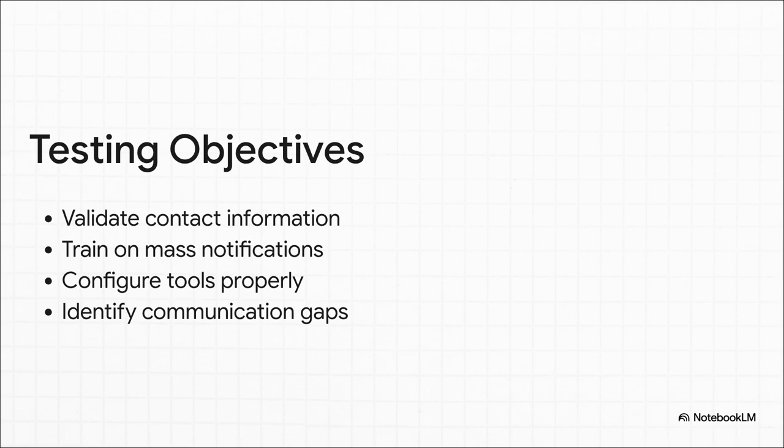This method involves making real contact with business partners and employees. When you look at the objectives here, you can totally see why this step matters. It lets you validate contact information, train participants on mass notification systems, and ensure all those tools are configured correctly. Like actually sending out a test text alert to all staff to see who doesn't get it. Crucially, this helps you spot communication gaps where timely messaging might just completely fail during a real disaster.